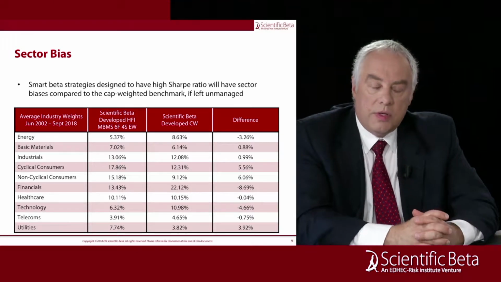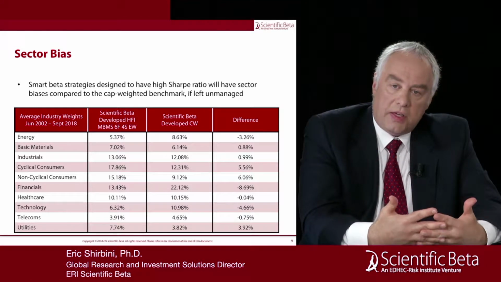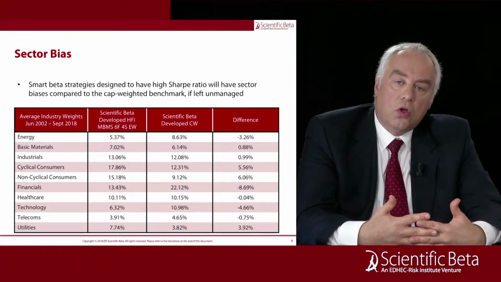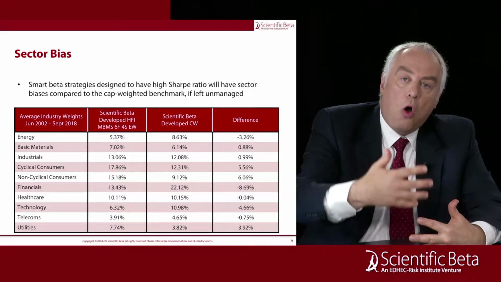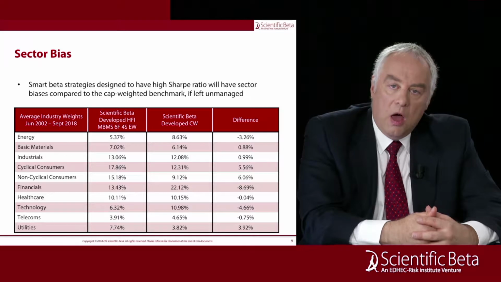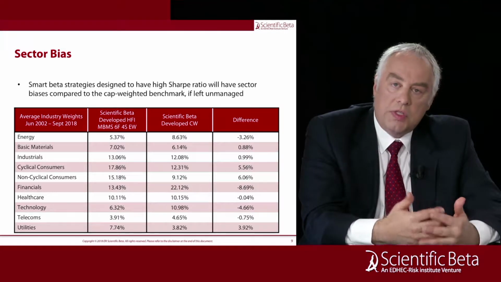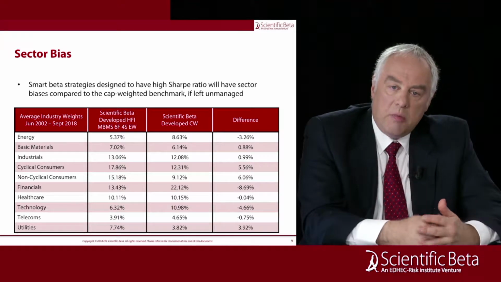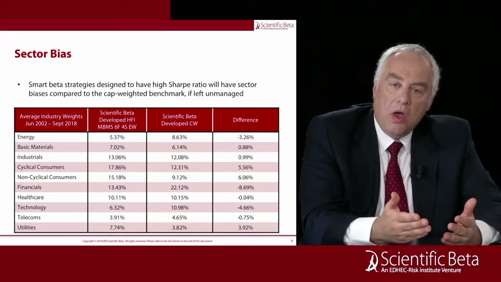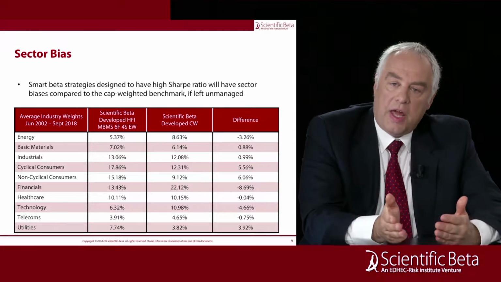In terms of sector risk, smart beta strategies, at least the way we design smart beta strategies, multi-factor strategies, our objective is to design a strategy that gives you a high Sharpe ratio over the long term. Now, in achieving that objective, you're going to get differences in terms of sector exposures, sector biases. So in this table here, we show you the average exposure over a long period of time of a multi-factor strategy, and we also show you the sector weights of the standard cap-weighted index.